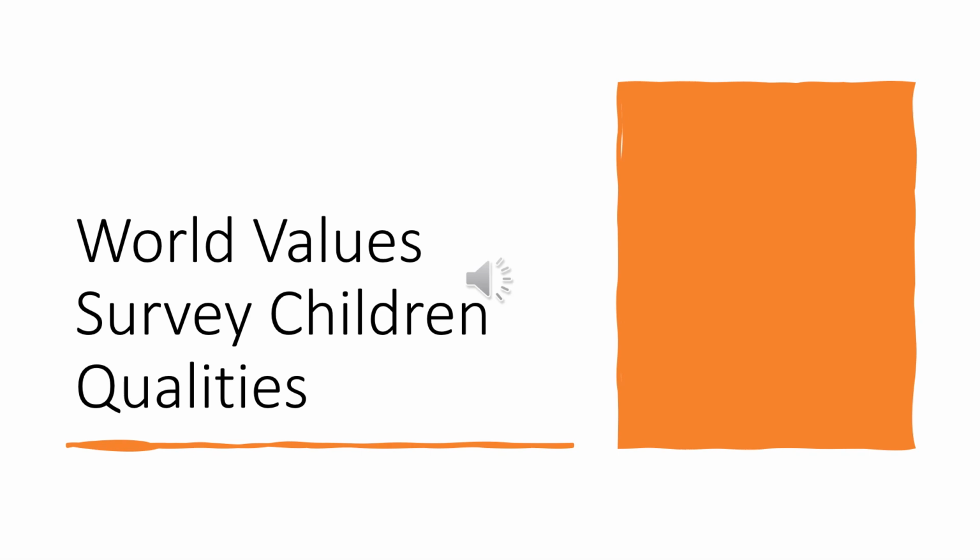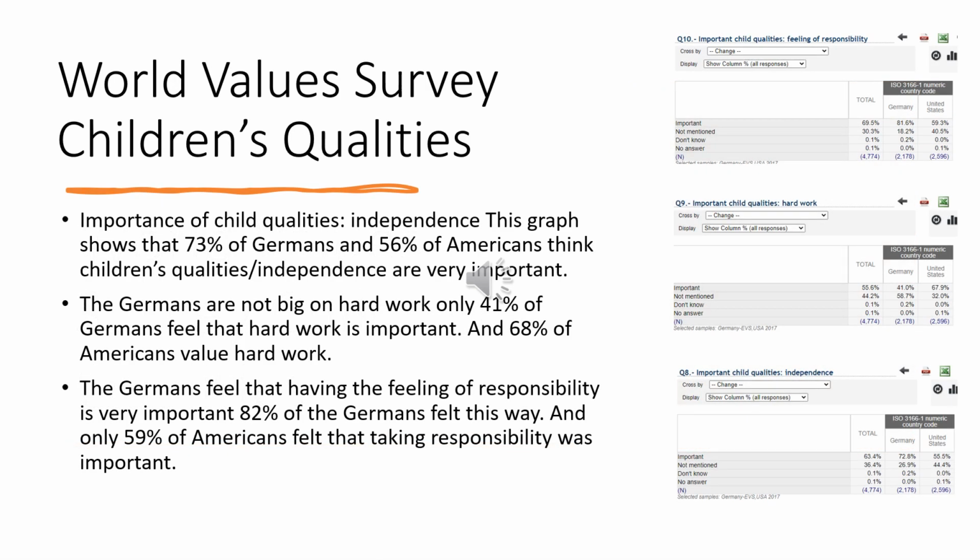Let's talk about the World Values Survey children qualities. In these qualities, the importance of child quality in independence. Let's start with independence. The graph shows that 73% of Germans and 56% of Americans think that children's qualities and independence are very important. However, the Germans value independence a little bit higher than the Americans do.